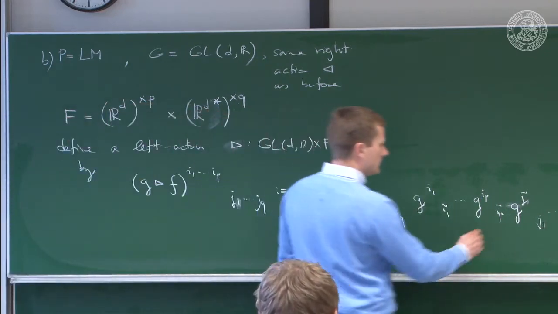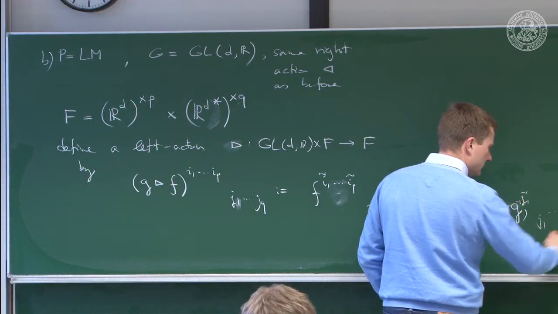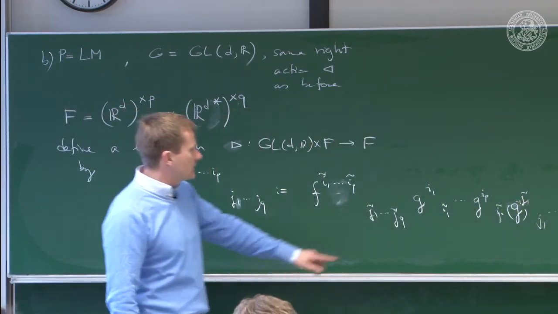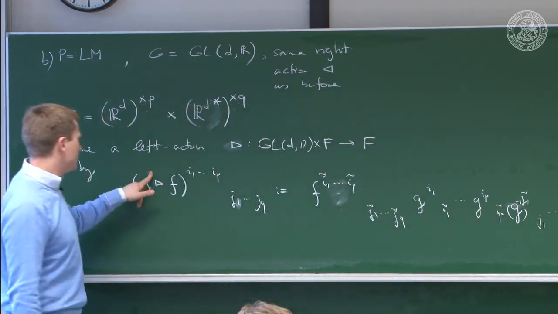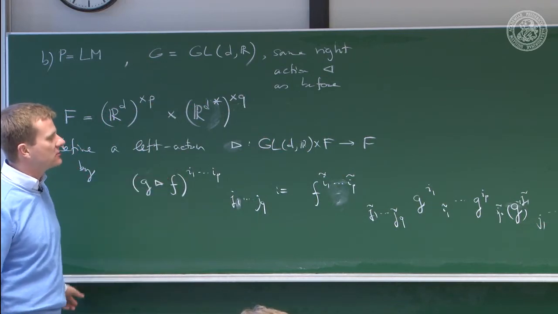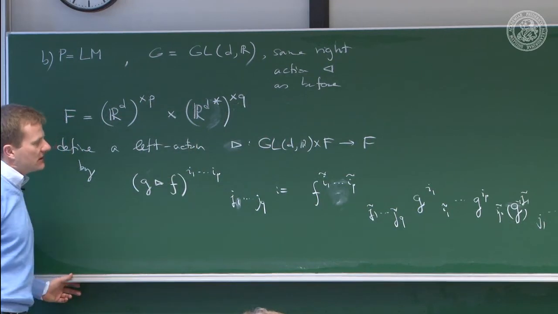And here I have to choose the inverse G. Now you might be worried whether it shouldn't be the inverse G's here and the G's there. But then if you do that, you have a G inverse here, which is actually the fashion in which we'll use it. So this is fine, because you do this for every G in GLD.